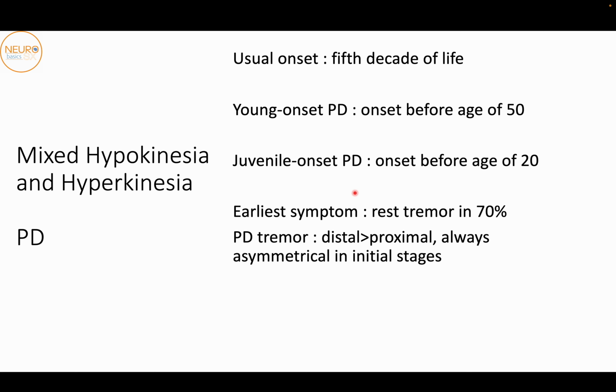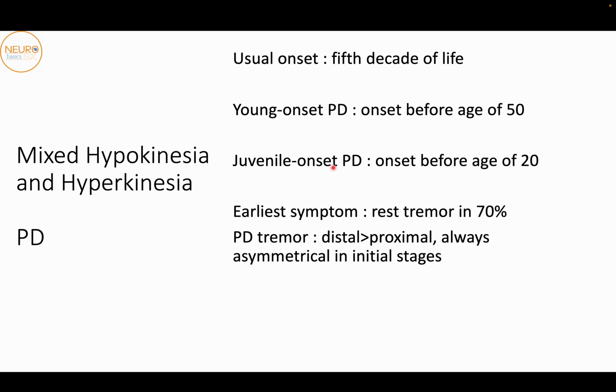Now, coming to Parkinson's disease, it usually is going to present after the fifth decade of life. The onset of Parkinson's before the age of 50 is considered young onset Parkinson's disease, and the onset of Parkinson's before the age of 20 is considered juvenile onset PD.